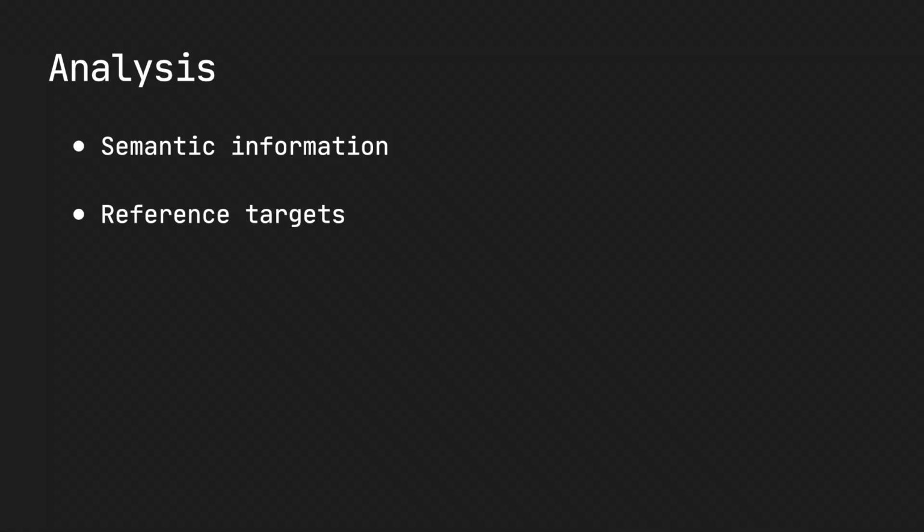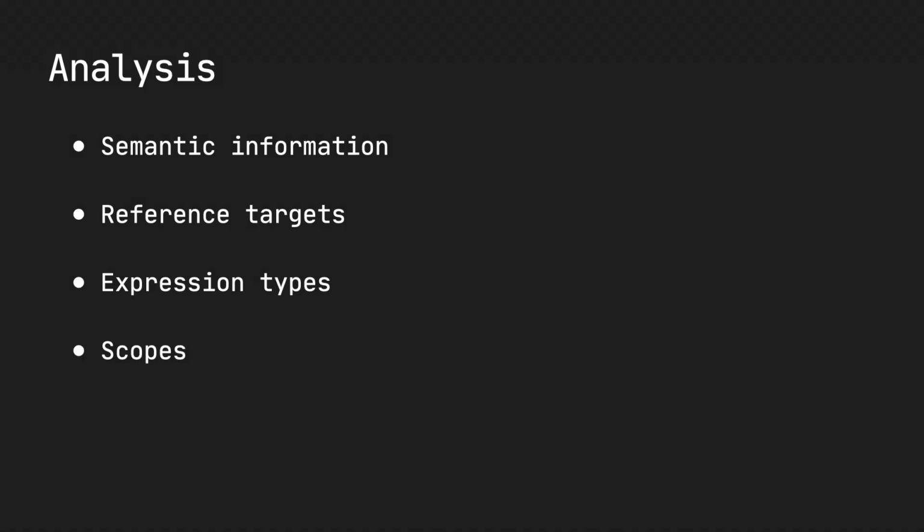The information it provides are things such as reference targets. It allows us to ensure the types for the expressions. It allows us to get information about scopes. When the analysis is performed, it has to take into account all the different scopes that are in your code, like global and local scope. It also allows me to get diagnostic information such as errors and warnings.